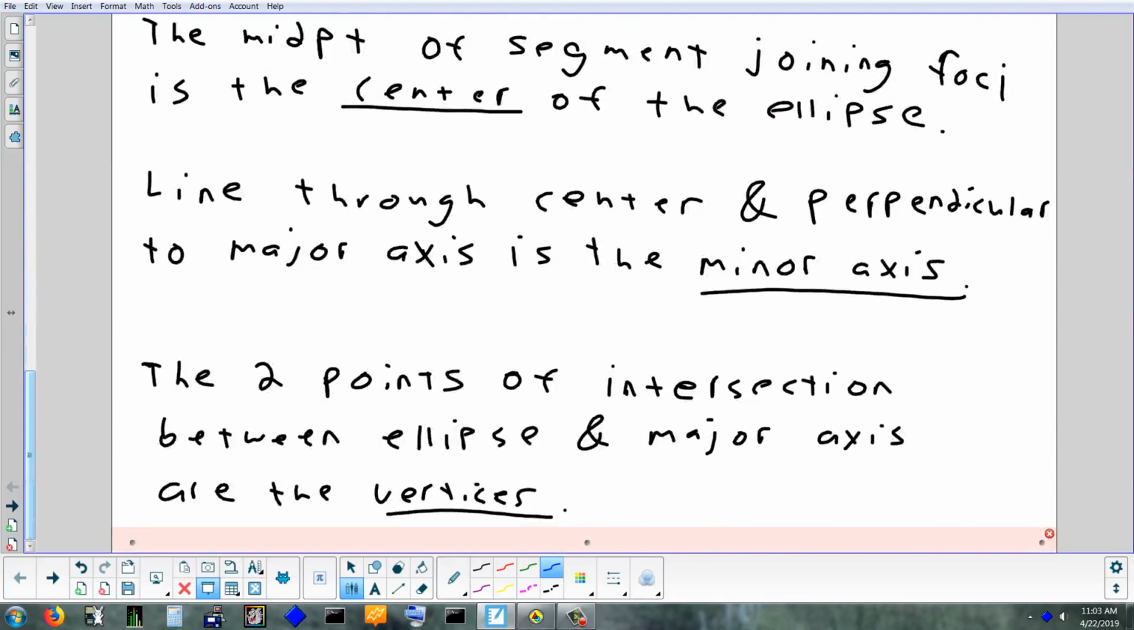Okay, so I think that's most of the vocabulary for ellipses. You get your major and minor axis, center, vertices, and then the definition itself. Any questions on any terms there?